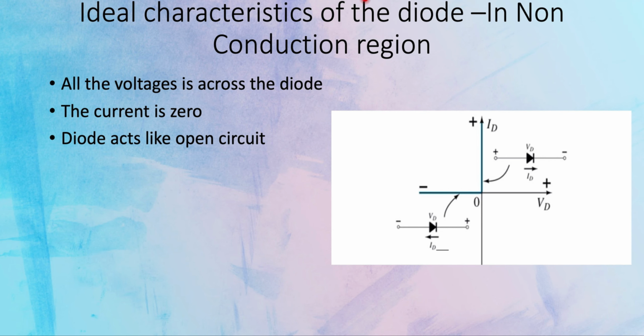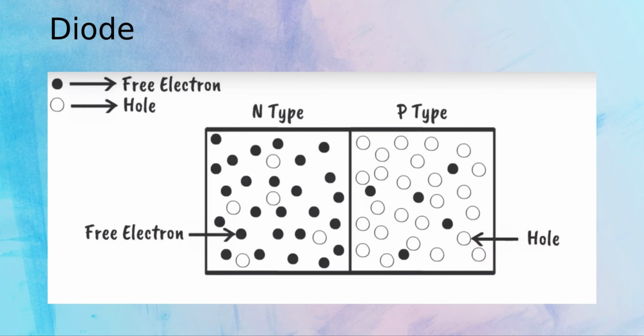Now the characteristics of a diode in the non-conduction region. The voltage across the diode and the current are zero because the diode acts like an open circuit in the non-conduction region. Moving on, we will see in detail what a diode is and how a diode works.